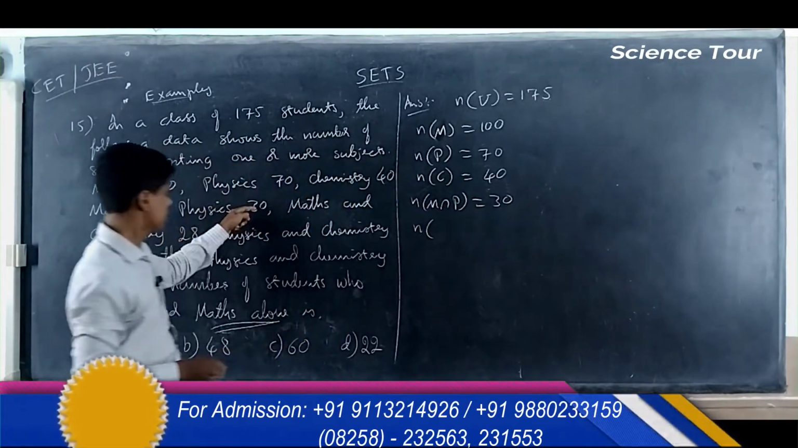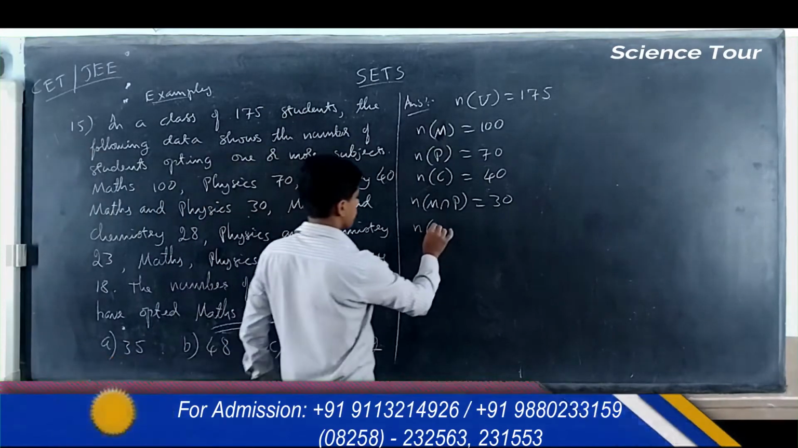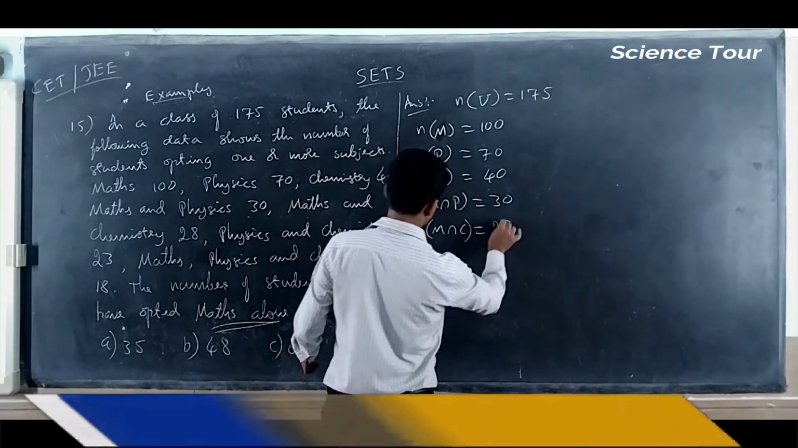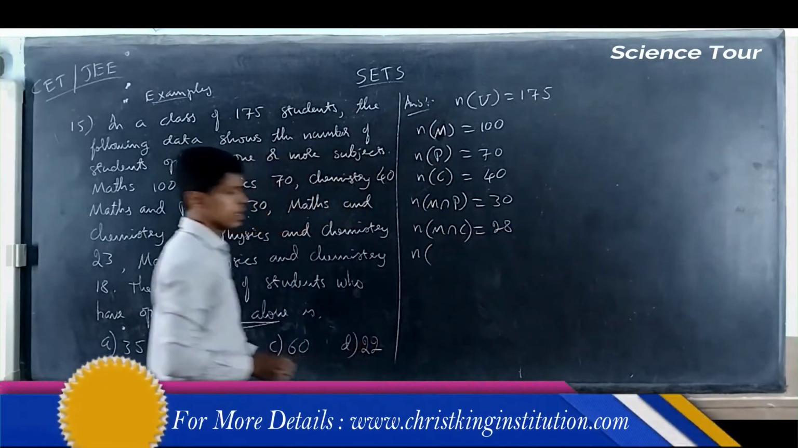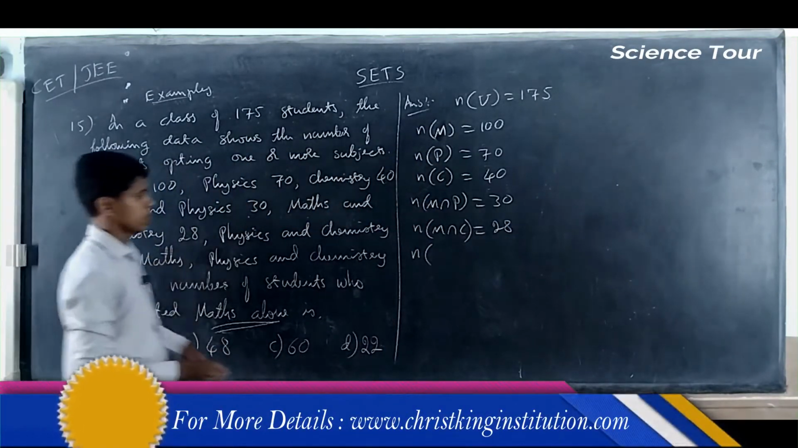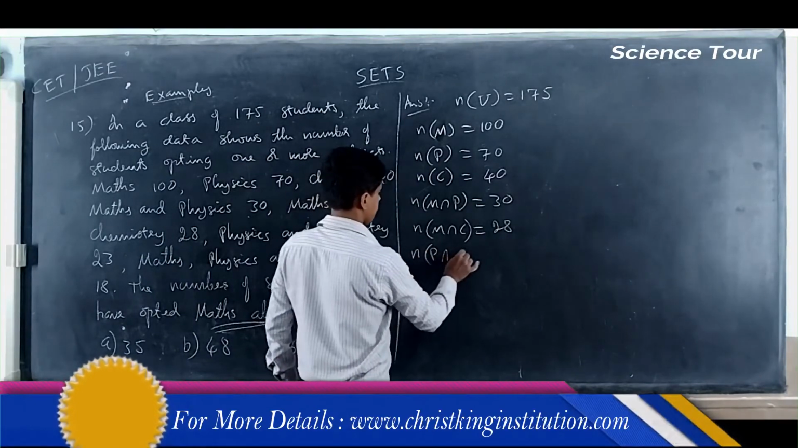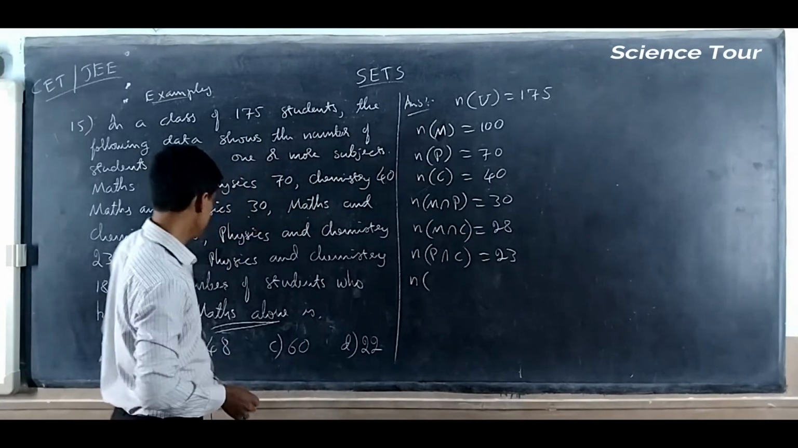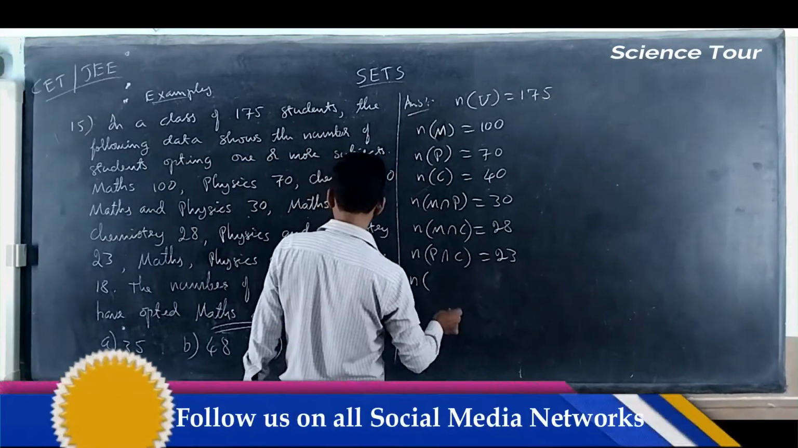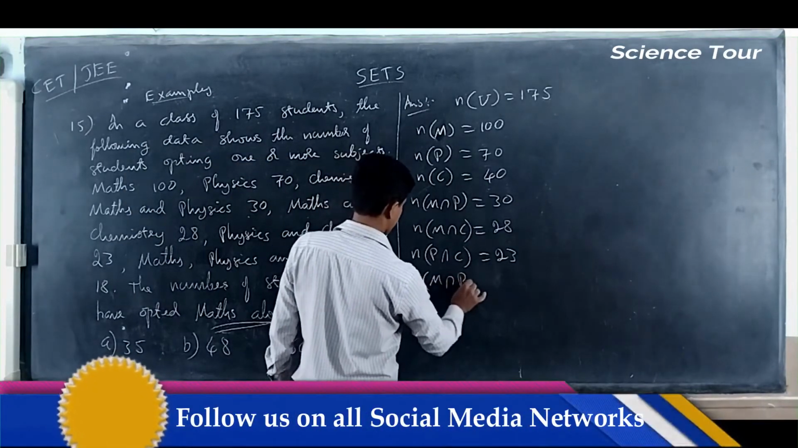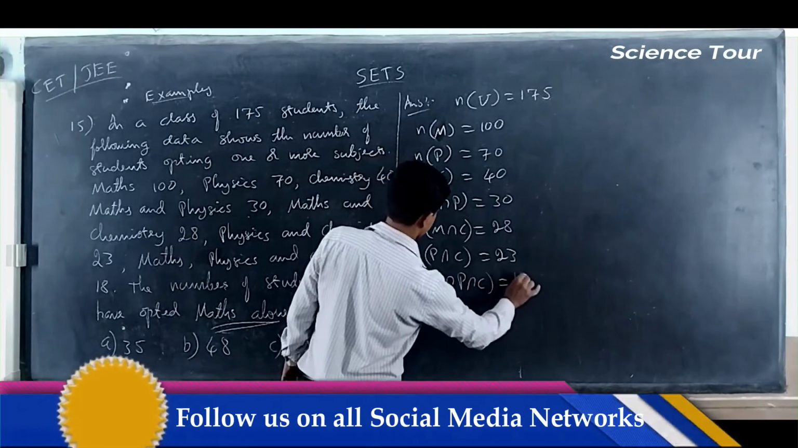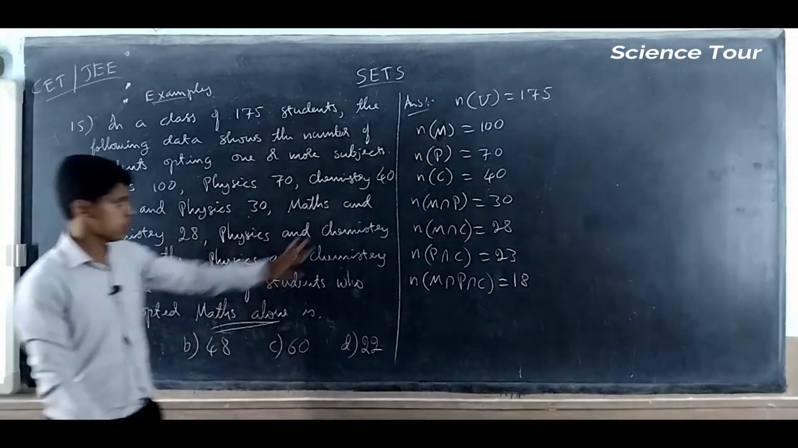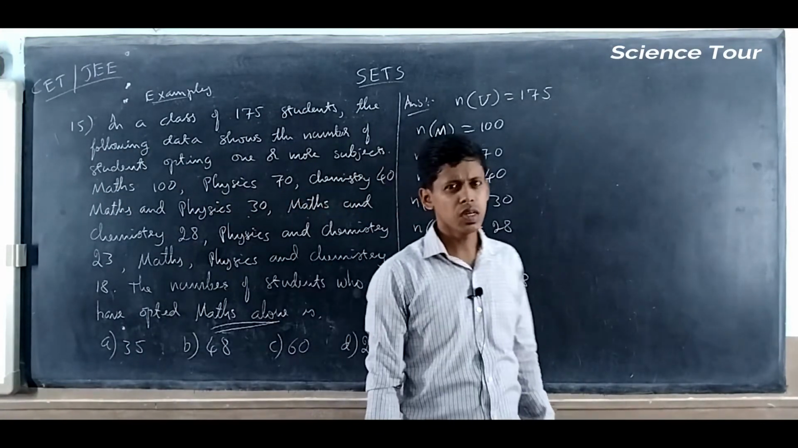Well, and then maths and chemistry, M intersection C, is 28, and physics and chemistry is 23, and finally the intersection of all the three, physics, chemistry and maths, is 18. So that is the data which is found in the question. We have written that. You don't have to write that always.